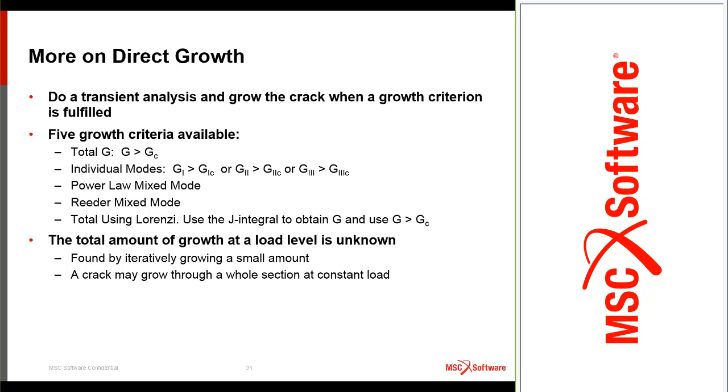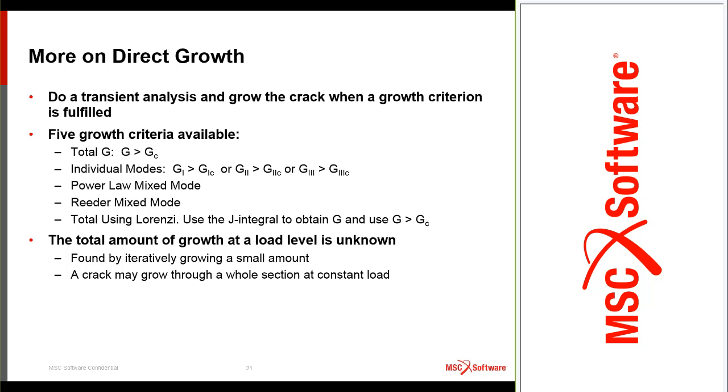What we do then is, as I mentioned, pretty different from the fatigue. We typically do a transient analysis, and when we fulfill the growth criterion, we grow the crack. And we have 5 growth criteria today. You use the total G or each mode separately, etc. All power law, etc. So these 5 methods.